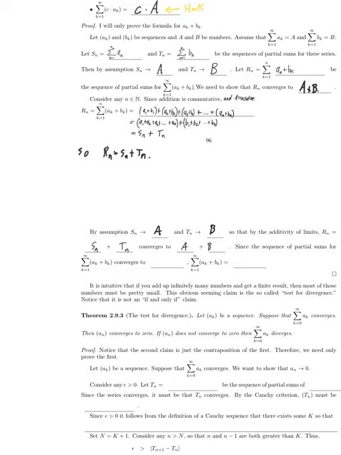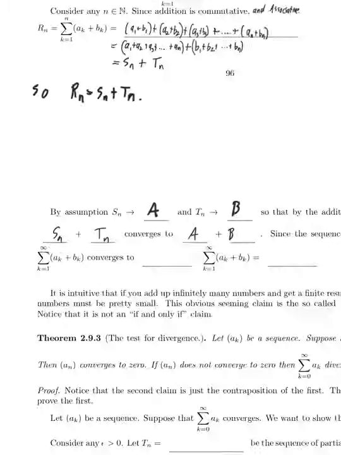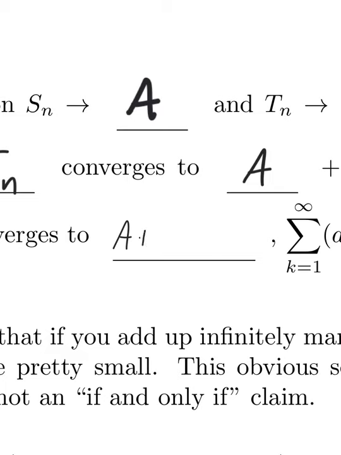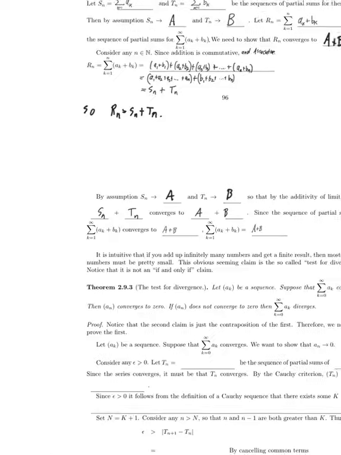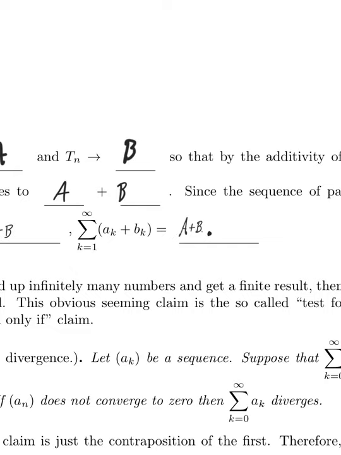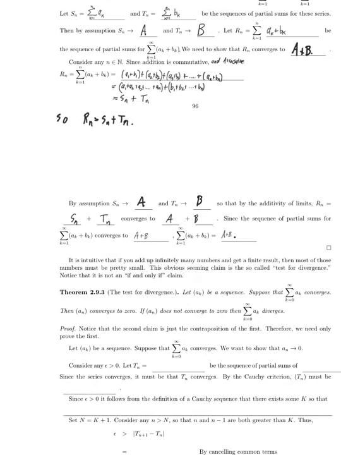So, what have we shown? Let's just summarize. R_n was the sequence of partial sums for the series given by the sum from k equals 1 to infinity of a_k plus b_k. So the sequence of partial sums for that series converges to A plus B. So the series itself converges to A plus B, which is exactly what we wanted to show. Groovy.